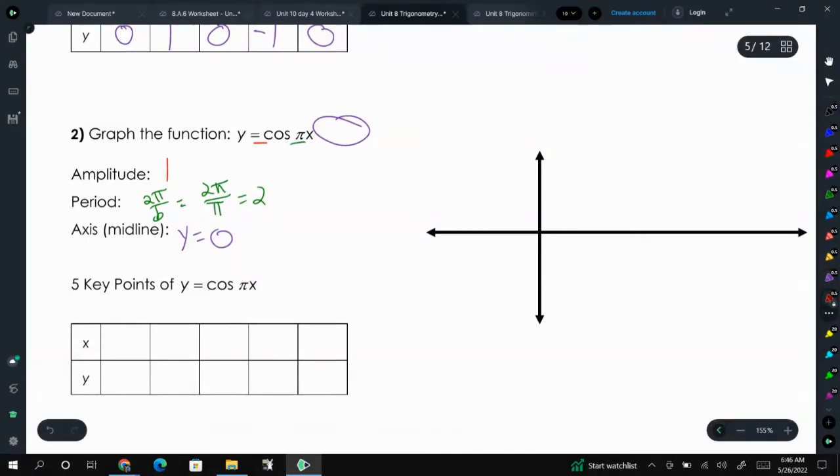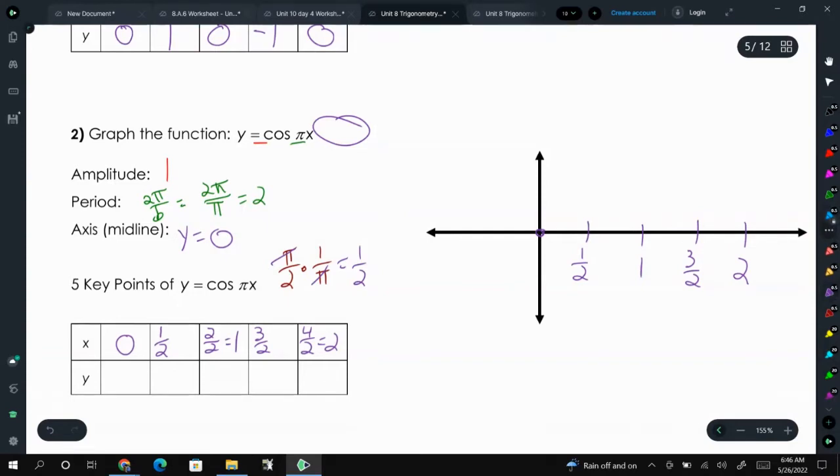And then our increments is going to be pi over 2 over pi, or multiplied by 1 over pi. So the pi's cancel, and it's 1/2. So our x value is going to start at 0 and then go up by 1/2. So 1/2, 2 halves, or 1, 3 halves, 4 halves, which is 2. So 1/2, 1, 3 halves, and 2. And 1 and -1 is our amplitude.